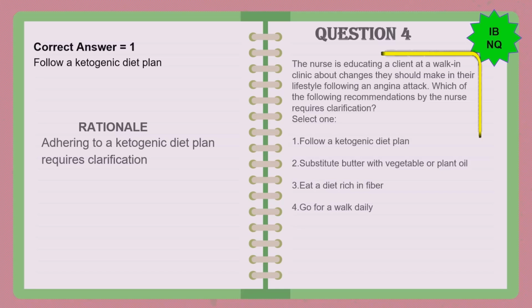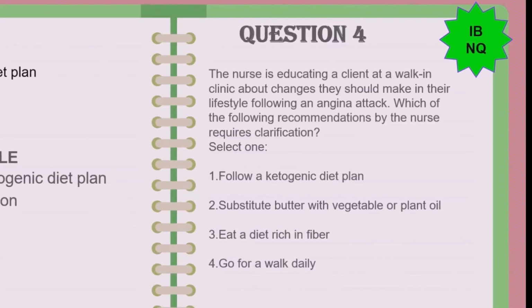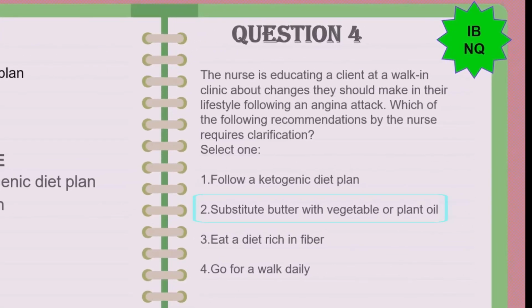Incorrect answers. Here's why the other recommendations are appropriate. Substitute butter with vegetable and plant oils. Substituting butter with vegetable or plant oils is a healthy option and an appropriate lifestyle modification to promote cardiovascular health. This recommendation does not require clarification.